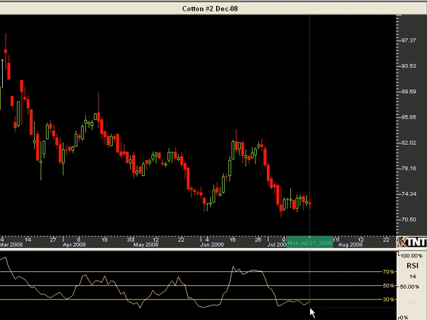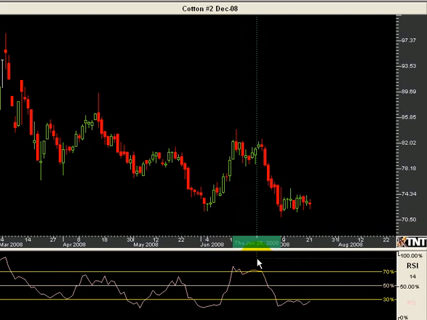This is the December cotton chart, and you can see here that for the last couple of weeks the market has been oversold. It's found support, but it hasn't really rallied off of support. And previous to that, the market was overbought, and it eventually formed resistance and declined, but not after being overbought for at least a couple of weeks.